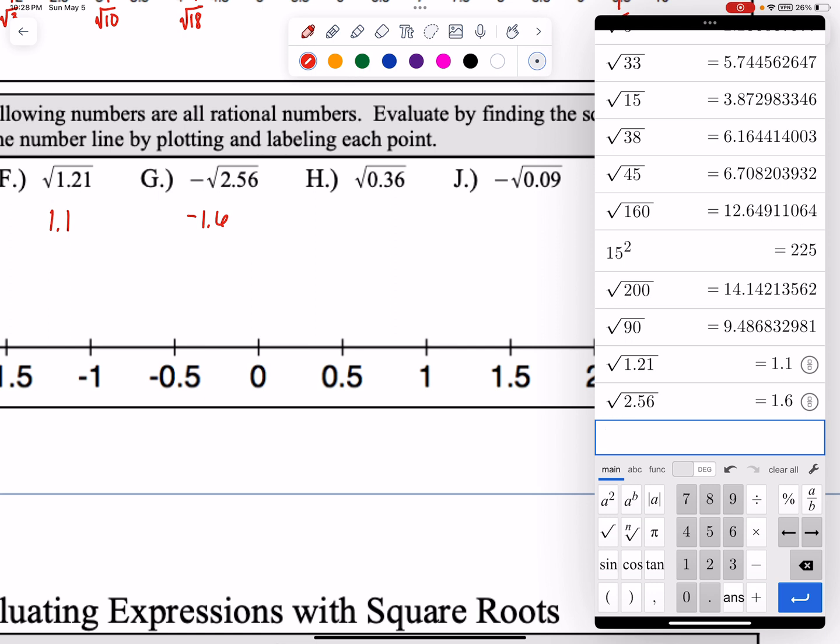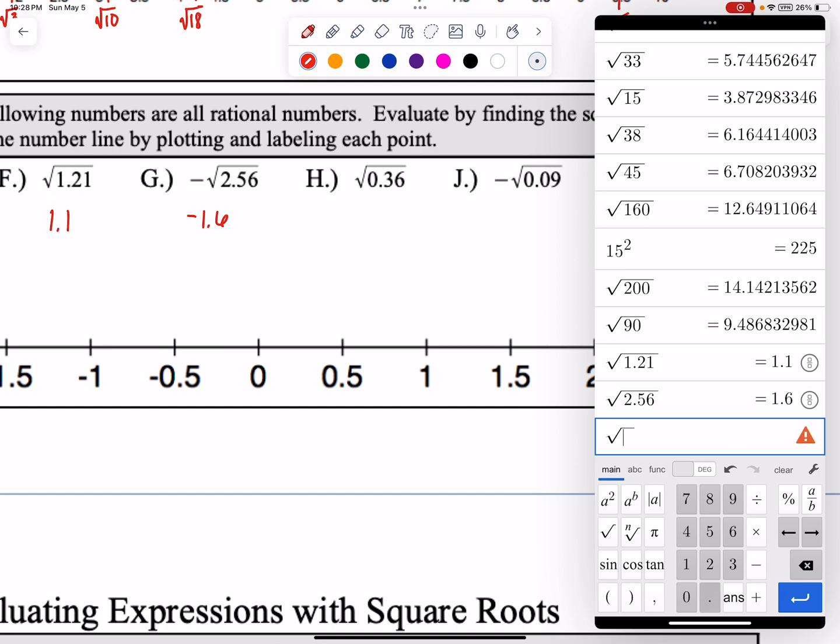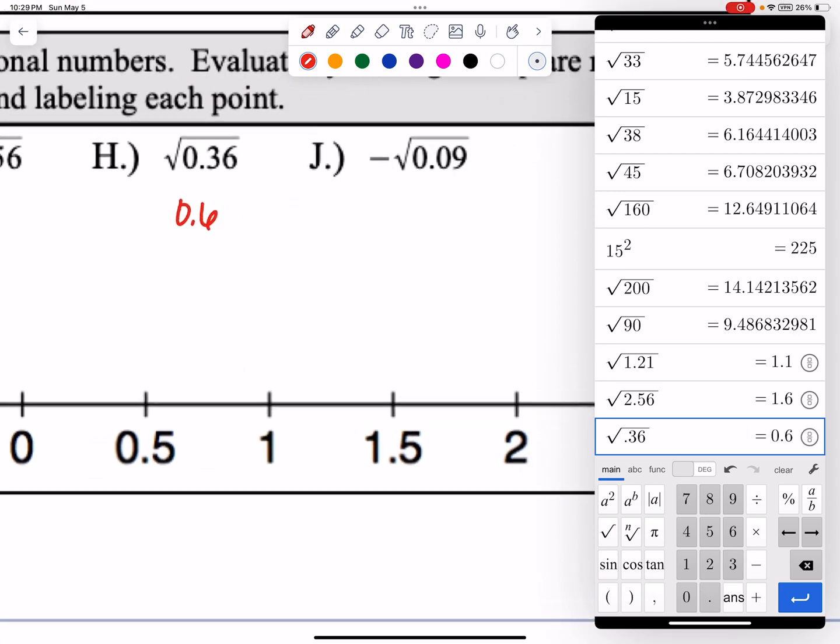Probably 0.6 times 0.6 equals 0.36. But let's go ahead and see here. 0.36, yep, there we go. 0.6, so some of these you might be able to know. Okay, we know 3 times 3 is 9, but there's 2 decimal movements, so it's going to be 0.3 times 0.3.